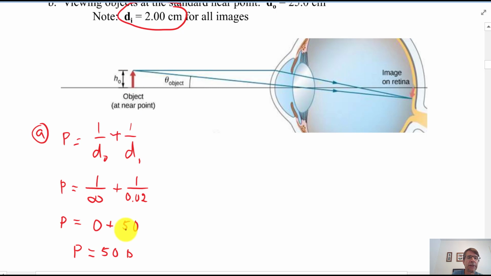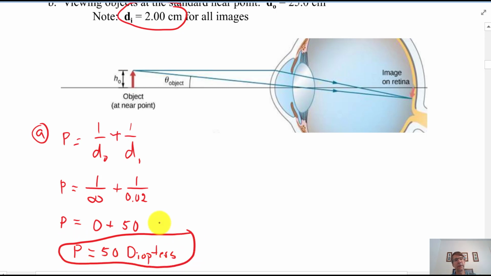That's a capital D there. I'll spell it out, D-I-O-P-T-E-R-S. Capital D is all you need. That first number there is 50, but it only works out if you start off in meters. So that's the power of the eye in a totally relaxed mode, where you're not really using muscles per se.